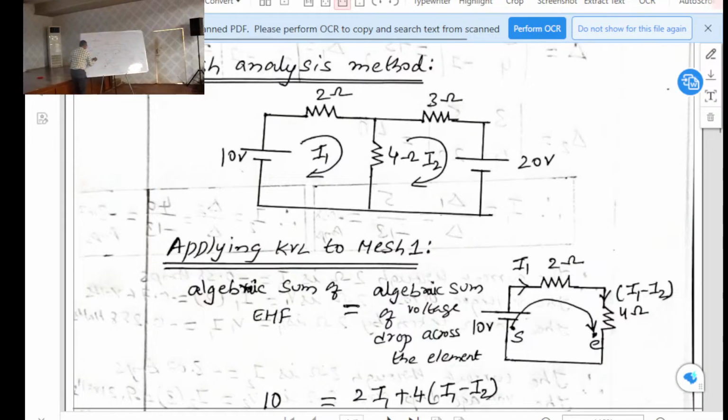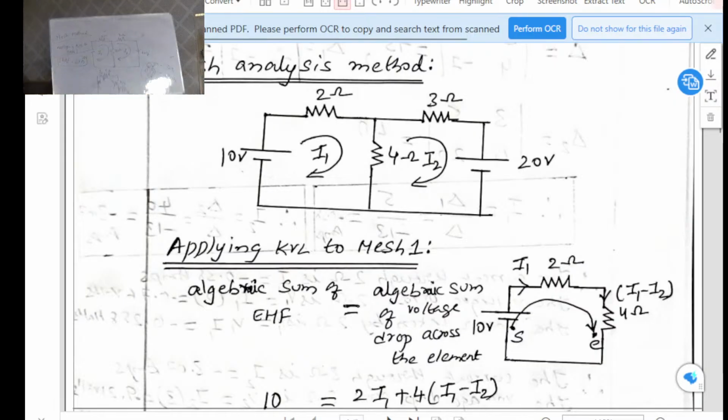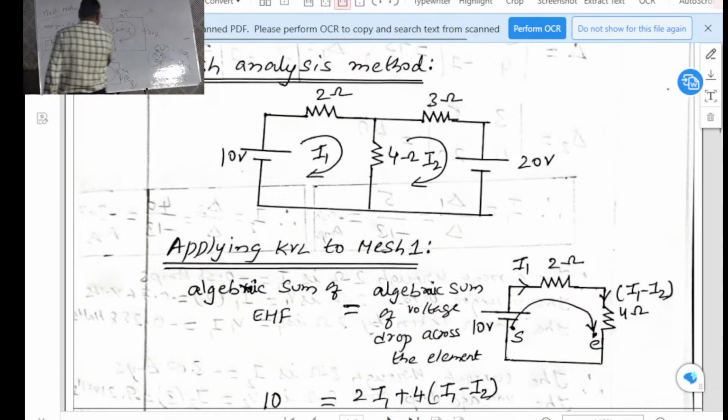This is called the statement. In a closed circuit, 1 EMF is equal to 2 voltage drops. Can you agree? 1 EMF is equal to 2 voltage drops for this problem, for mesh 1. Now tell me the sign convention. I am going from minus to plus.